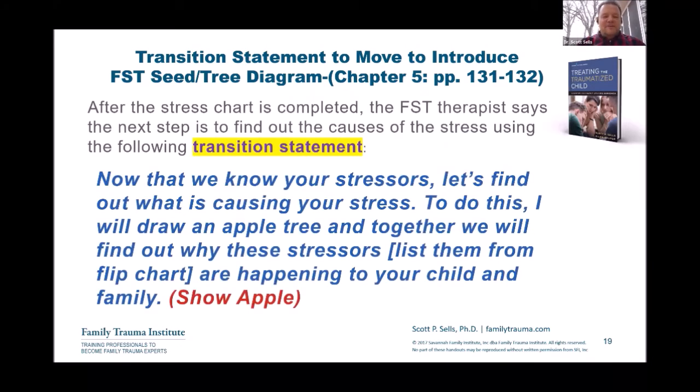So the transition statement is in chapter 5 for those of you who have the book. And you say to the family, now that we know your stressors, let's find out what's causing your stress. And to do this, I'm going to draw an apple tree, and together we're going to find out why these stressors, which I said before are symptoms, and you list them off the problem chart, which for me, I would say you listed off aggression, disrespect, chores, and also I'm a big believer in metaphors.